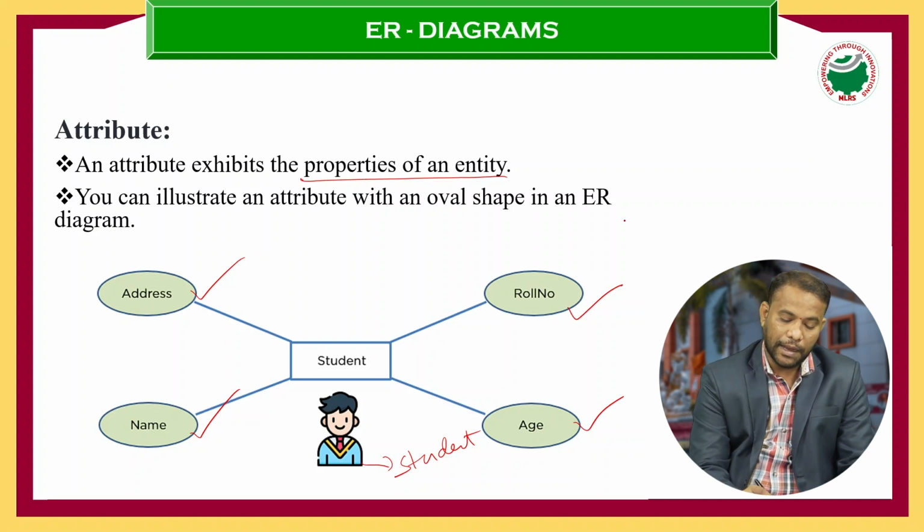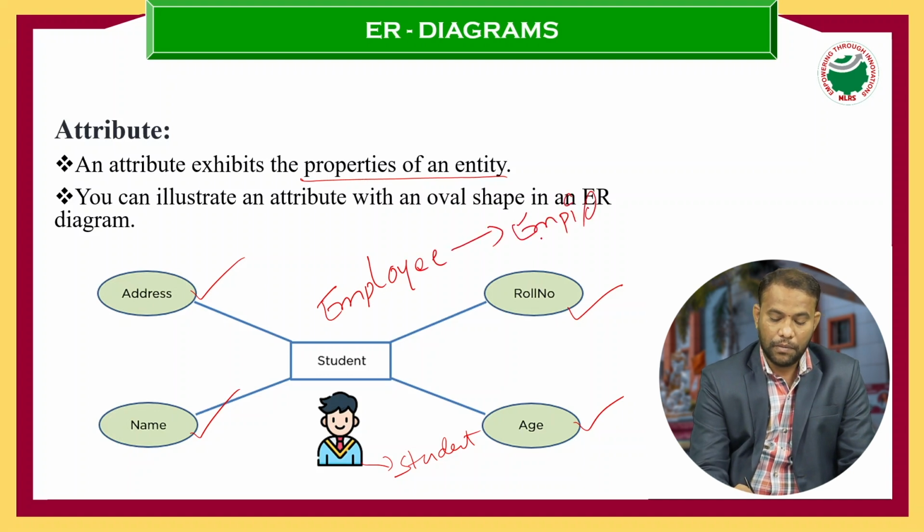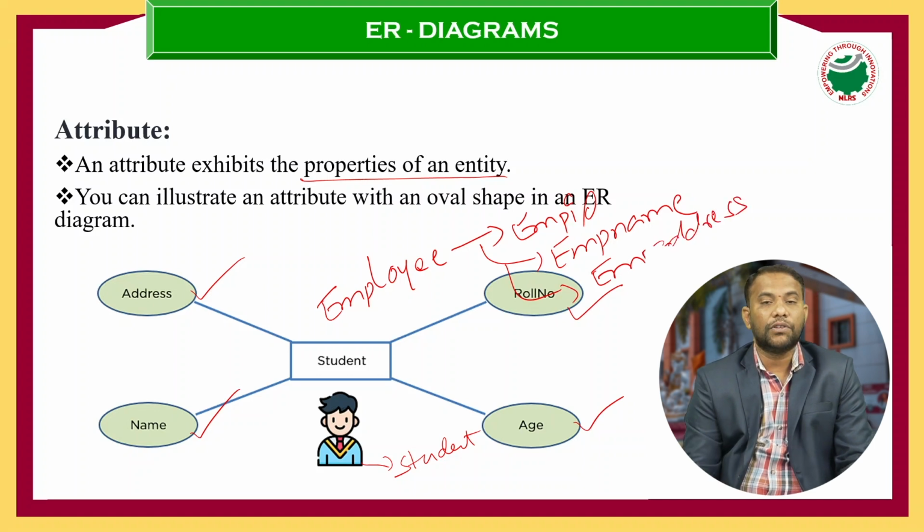Similarly, you can also take the employee. For employee you will be having employee ID, next employee name, employee address. So these are the attributes or properties of an employee. In this way, properties are represented as attributes.